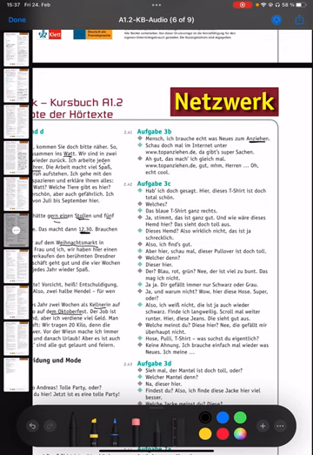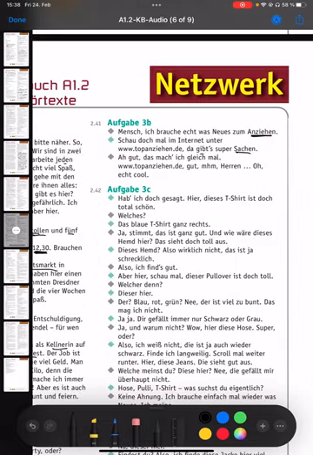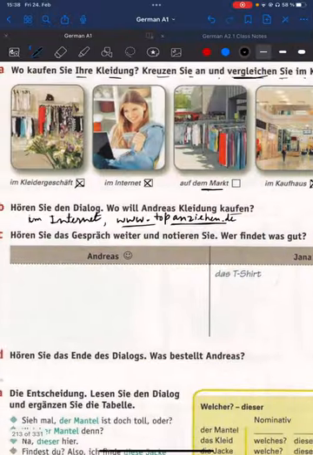Schau doch mal im Internet unter www.topansehen.de. Das gibt super Sachen. Okay. Look at in the internet under this website. There you can get super things. Sachen, things. Ah, good. Das mache ich gleich mal. Okay. What's that? I am looking right now. www.topansehen.de. Good. Cool. Really cool. Okay. Fine.